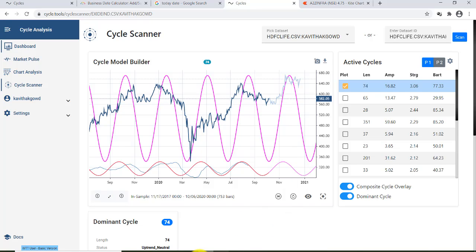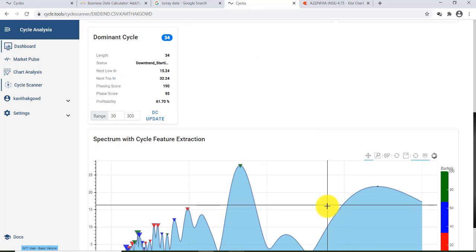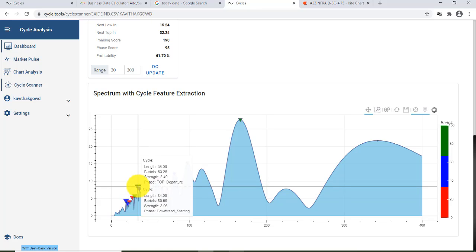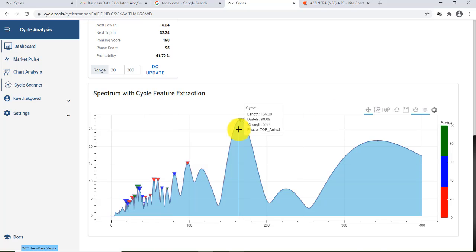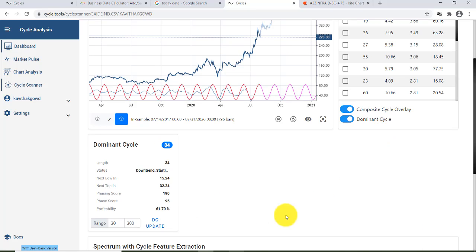Let's see another one. Now we are seeing the chart for Granules, and it is clearly visible that it is an uptrend, so we can consider it as an entry. Let's see the strong cycles. Here 34 is the strongest cycle, and another one, 166, is also a strongest cycle. 343 is a moderate cycle.